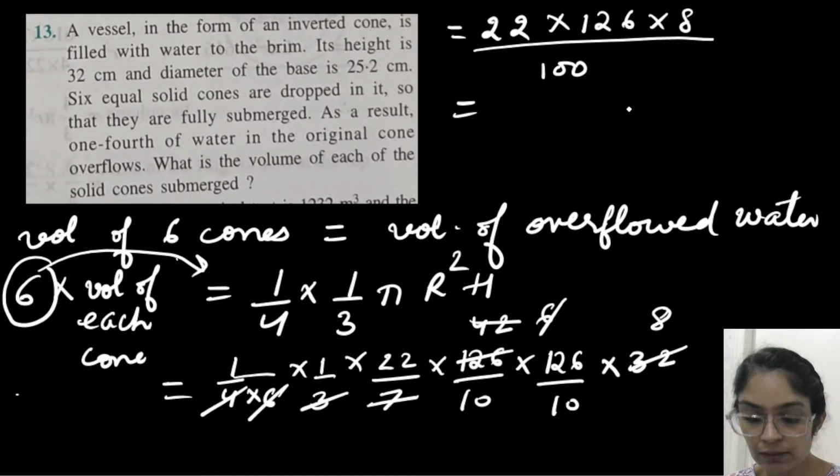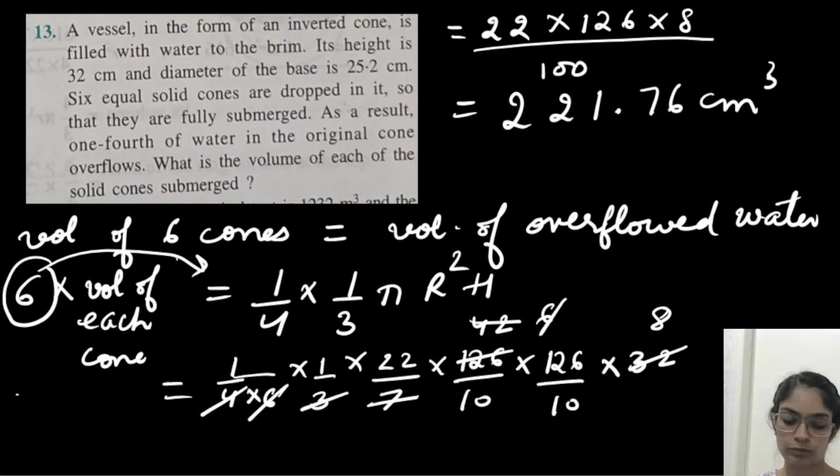It is 221.76 centimeter cube, because we are finding volume. It is not 27.72, Yashaswini, it's wrong. So it is 221.76 centimeter cube. So here the volume of 6 cones is equal to the volume of overflowed water. So volume of 6 cones we can write as 6 into volume of each cone, which is equal to 1/4, because 1/4 of the water is flowing out. So 1/4 into 1/3 into pi r square h. So 6 we will shift to the other side, and this calculation we will do and this is the answer we will get.